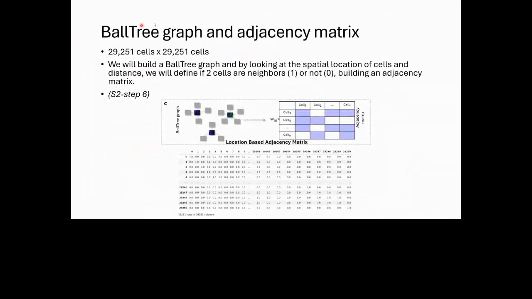The next step is going to be to generate the VT3 graph adjacency matrix, which we're also going to directly input into our model for AI. I'm going to explain that in a bit. We're going to build the VT3 graph by looking at the spatial location of cells, and then we define if two cells are neighbors, we're going to have a 1. If not, they're going to have a 0.